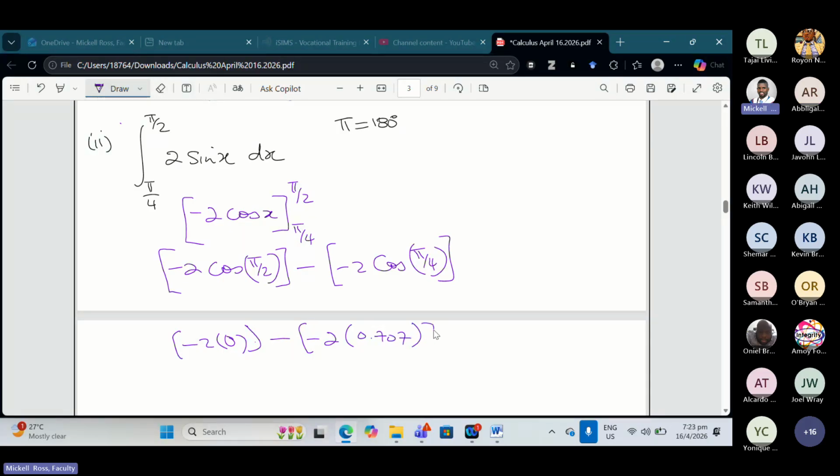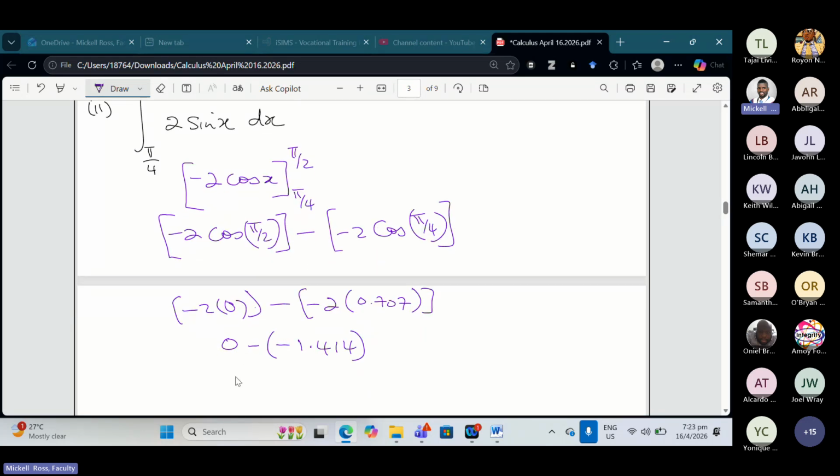So 0.707. So this is 0 minus, so this is going to give us negative 1.414. So when you multiply by 2, and the negative of the negative is going to give us a positive, so we'll end up with 1.414.